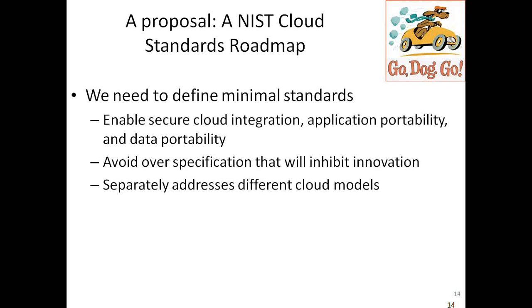So a NIST standard roadmap needs to define minimal standards to enable secure integration and application portability. It also makes sure that over-specification is avoided, so that cloud vendors will not be in a problem as to what to add. Their innovation should not be inhibited by over-specification. The specification should be as generic as possible. This separately addresses different cloud models. There is no one standard for all cloud types. Different standards are needed for different types of clouds.